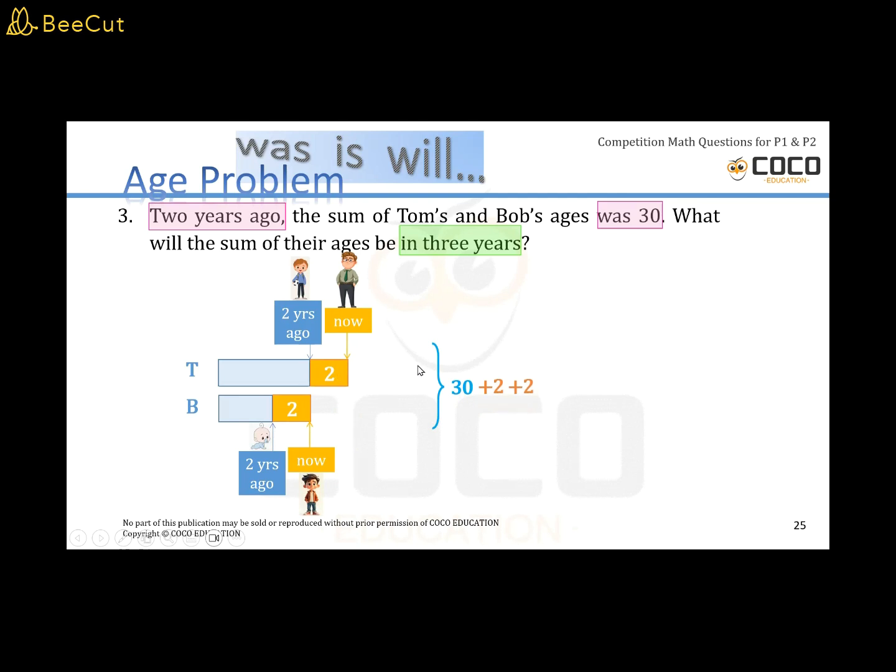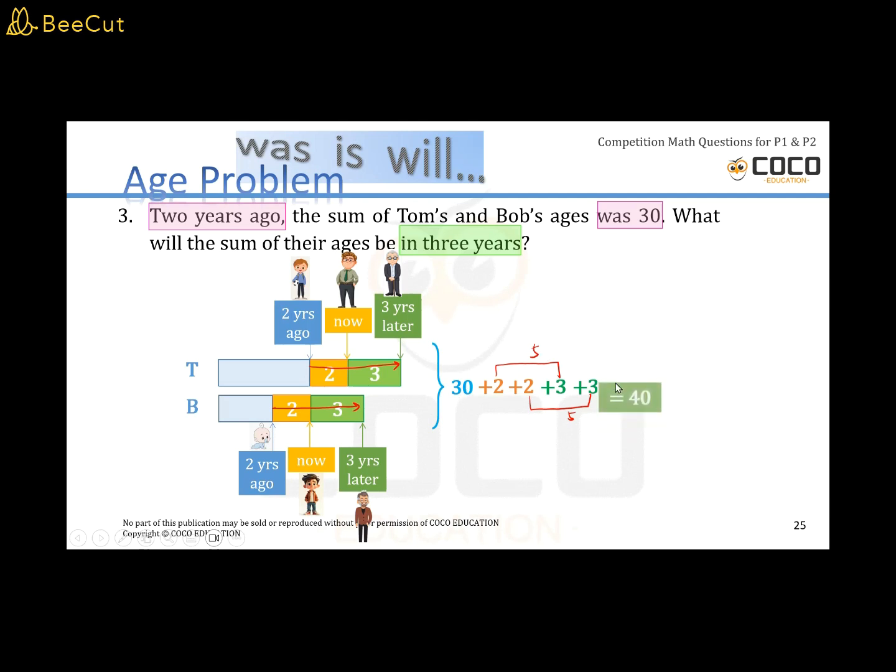Then from now to 3 years later, both of them getting 3 years older. So the bar is getting further longer by 3. So for the sum, you should plus 3 for Tom and plus another 3 for Bob. From 2 years ago to 3 years later, Tom is getting 5 years older. Bob also getting 5 years older. The sum, double 5, means 30 plus 10 equal 40. So the answer is 40.